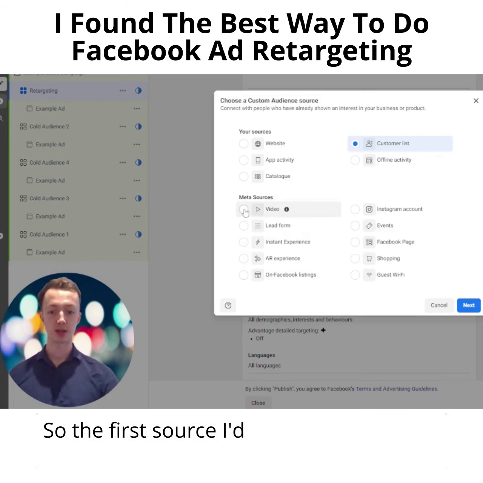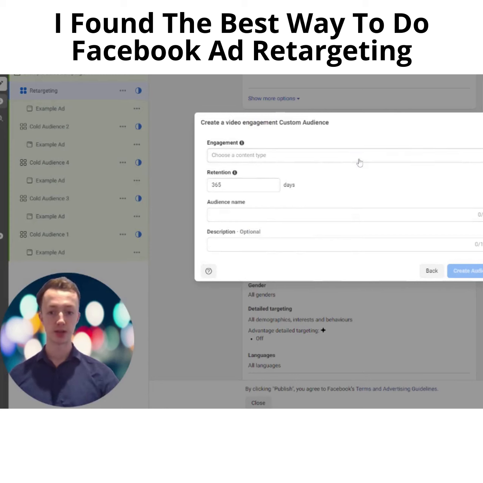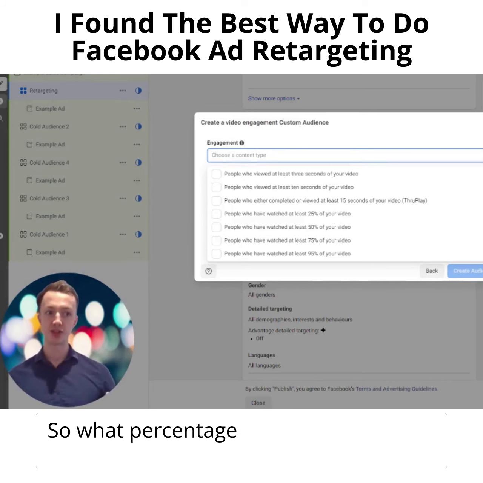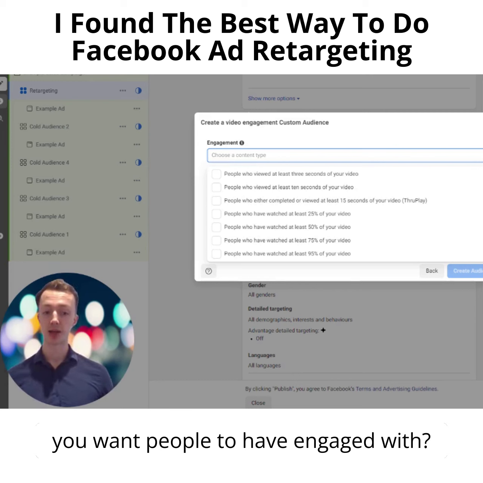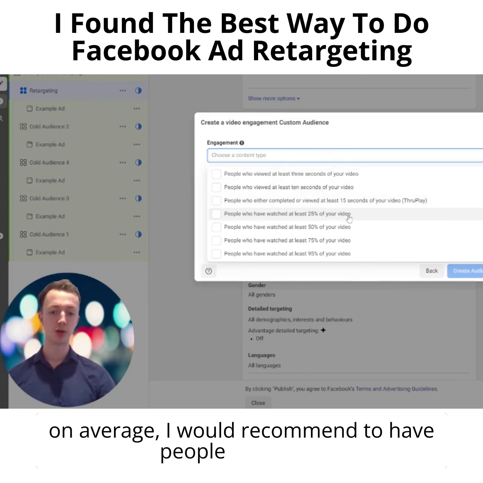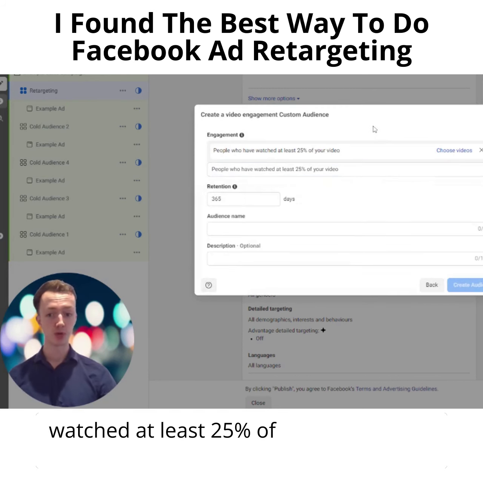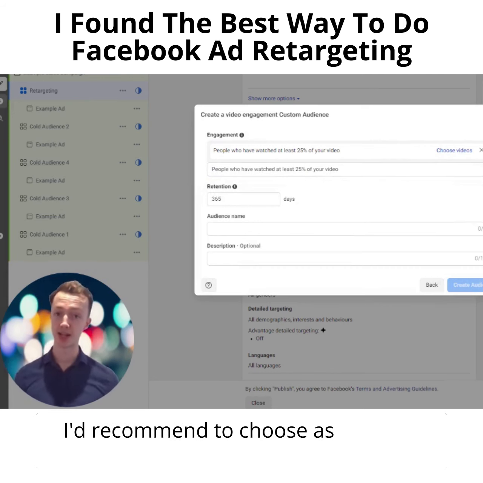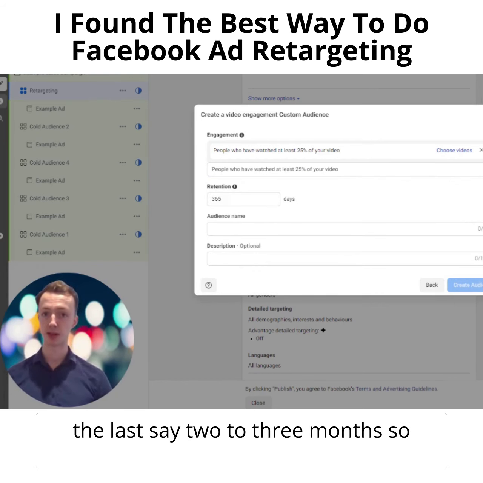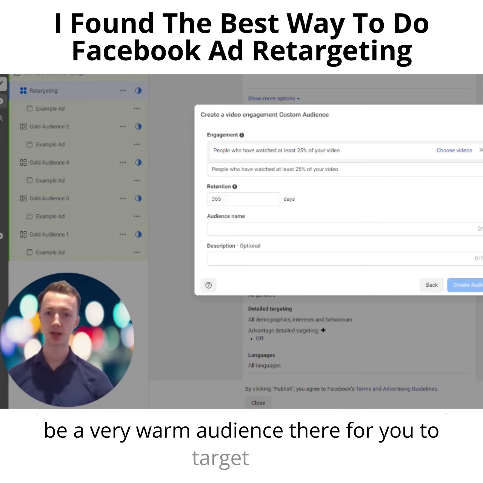So the first source I'd like to go through is video. Now, if you click on video here, you can look at the different level of engagement. So what percentage of your video would you want people to have engaged with? Now, typically, unless it's less than perhaps 5-10 second videos on average, I would recommend to have people who can watch at least 25% of your videos, and then you can go in and choose your videos there. I'd recommend to choose as many as possible over the last, say, 2 to 3 months, so that there'll be a very warm audience there for you to target.